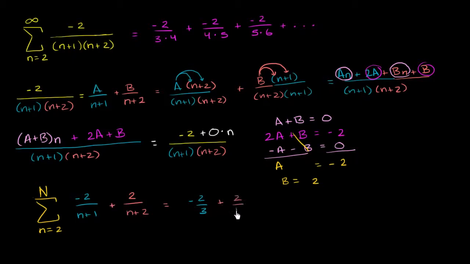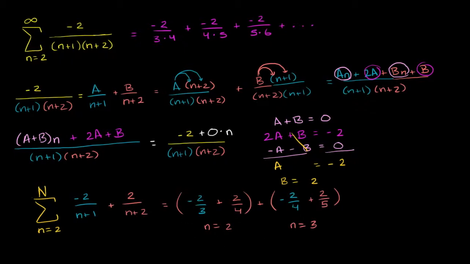Plus 2 over 4. So that's n equals 2. Let me do it down here, I'm about to run out of real estate. Now what about when n is equal to 3? When n is equal to 3, this is going to be negative 2 over 4, plus 2 over 5. What about when n is equal to 4?